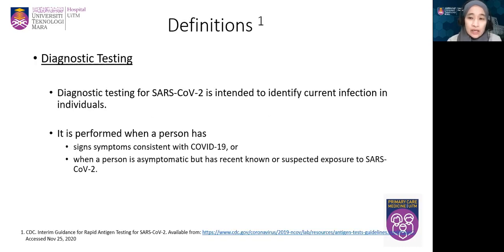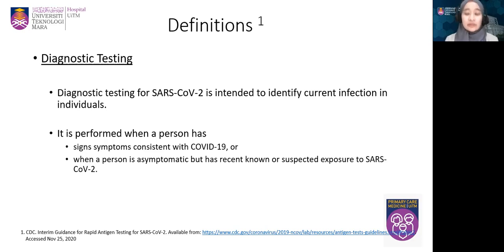Right now, I would like to explain to everyone so that everyone understands the terminology of diagnostic testing as well as screening testing. So when do you use diagnostic testing and when do you use a screening testing, all right? Diagnostic testing is basically RT-PCR, okay, because it's the gold standard, it's the best to detect the virus.